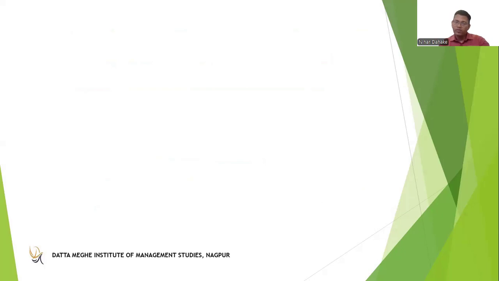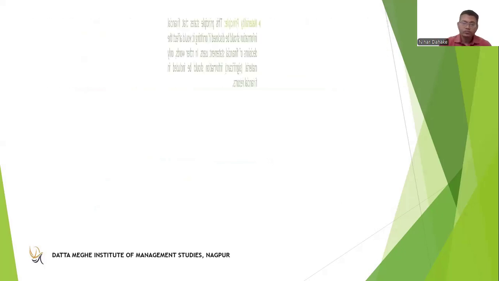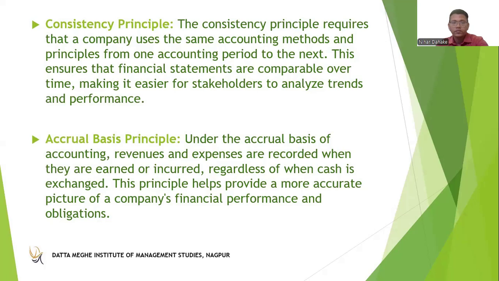It means, whether the cash is received or not, the accrual basis principle says that what first happened, you have to make your accounting entries on that basis. If the cash is received, mention it in your books of accounts. If the cash is not received but the transaction happened, mention it in your books of accounts. This principle helps provide a more accurate picture of the company's financial performance and obligations.